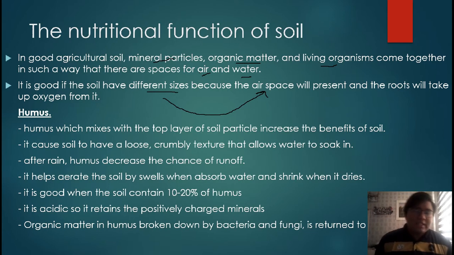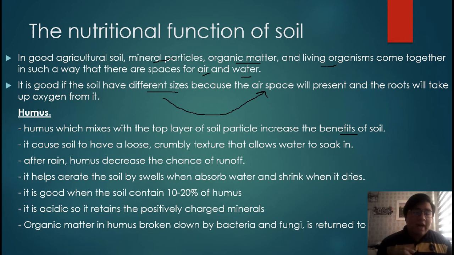Okay. So next, now we move on to the next point, which is the humus. So humus is located at the top layer of the soil. Humus, which mixes with the top layer of the soil particles, increases the benefit of soil. So why do I say that the humus will increase the benefit? Because firstly, it will cause the soil to have a loose, crumbly texture that allows water to soak in. As we know, plants need water. Water is one of the substances that is important for plants. So that's why it is good to have humus.